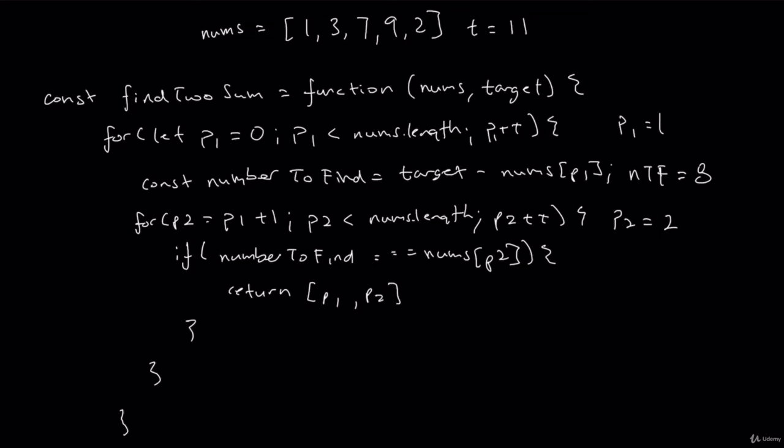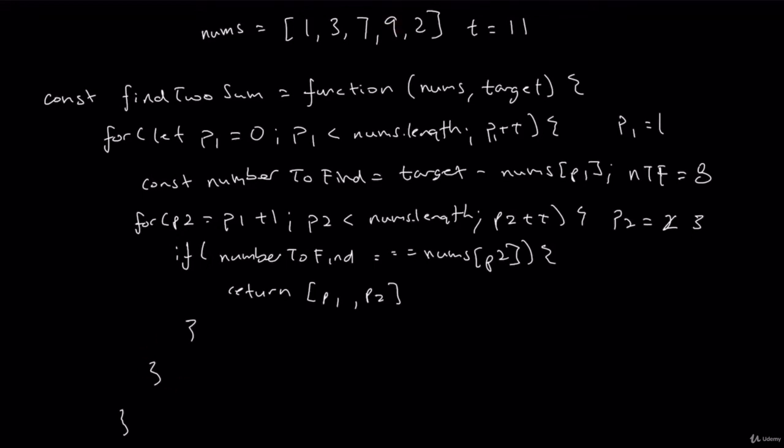Then we're going to do our check. Is 8 equal to nums at P2, which is 7? No, 8 is not equal to 7. So we hit the end of this loop and increment P2 to 3. Then we check. Is 8 equal to the P2 value at 3? No, 8 is not equal to 9.